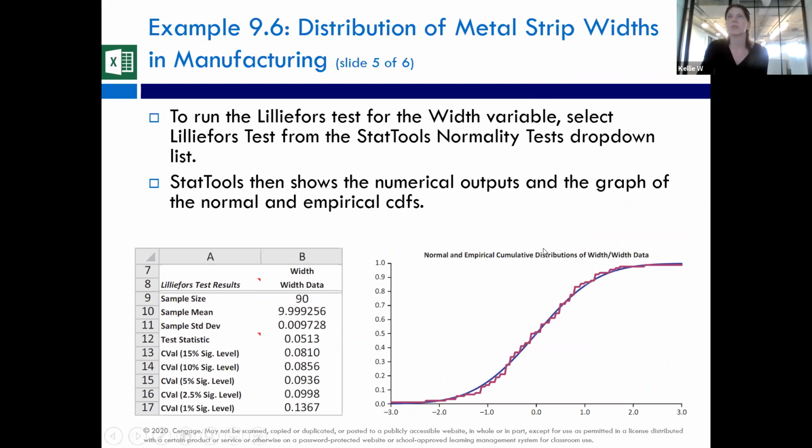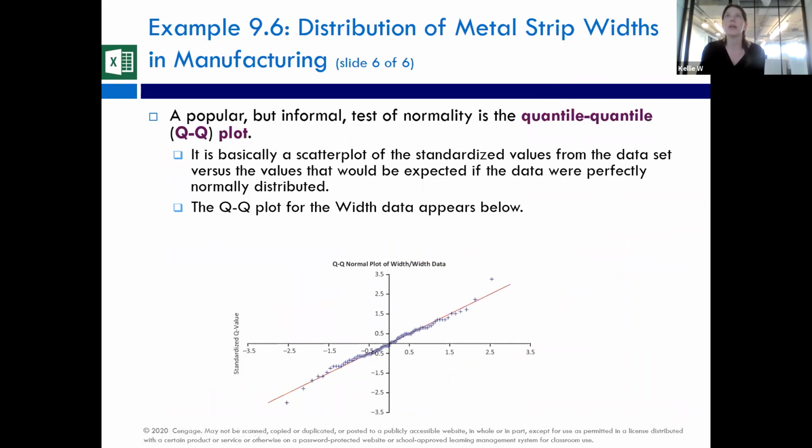Finally, we can also do an informal test called a quantile plot. It's a scatter plot of the standardized values from the data set versus what we would expect if the data were perfectly normal. So perfectly normal data would follow this red line right here. And in the QQ plot, these are the actual values that we got. And you can see they follow pretty closely.